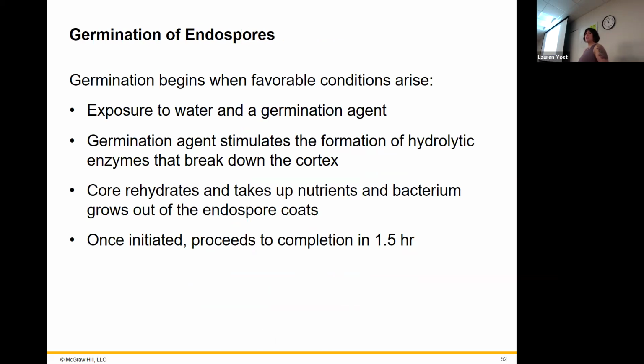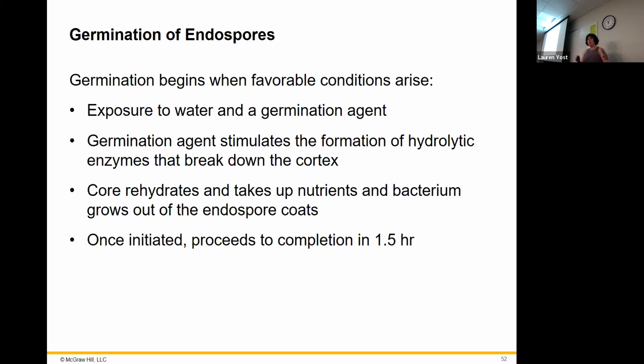So germination is whenever we're going to be coming back to life. Think of it as planting a seed, sort of. We're germinating; we're going to start growing back again. So we have our endospore exposed to water and whatever the germination agent is that it was lacking to bring it back to life. This will break down its outer coating and rehydrate it, and then we're going to have a new bacterium grow out of what was inside.